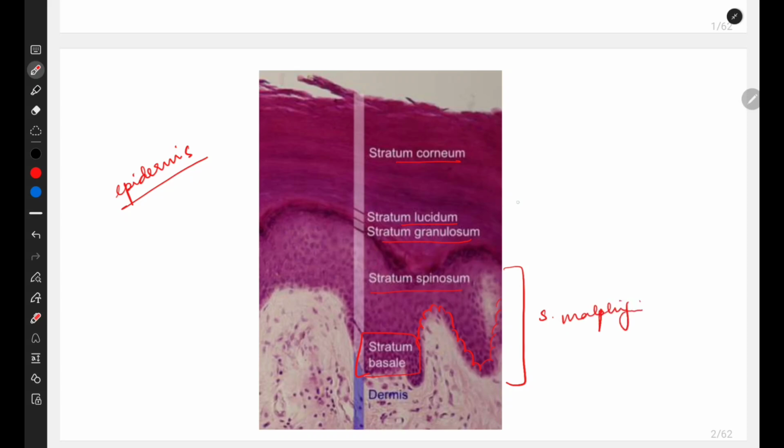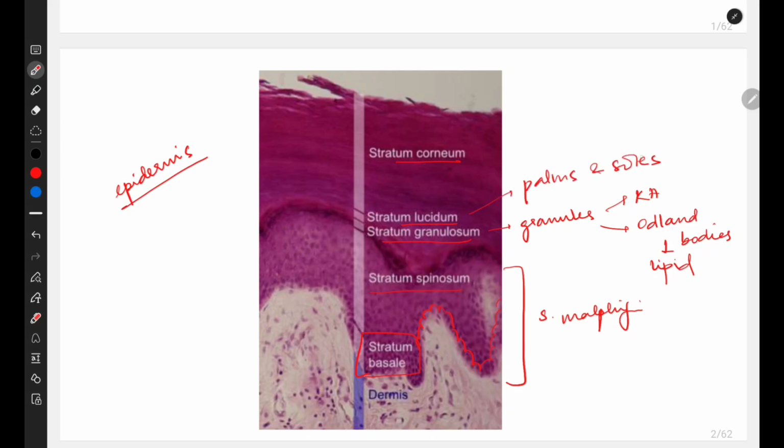malpighi. And granulosum. Granulosum contains, as the name says, granules. It has two types of granules, keratohyalin granules and Odland bodies. Odland bodies contain lipid which makes the skin water impermeable. And coming to lucidum, lucidum is present only in palms and soles, which makes palms and soles skin thicker.